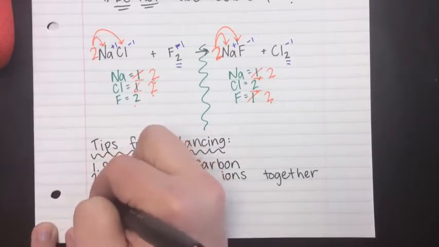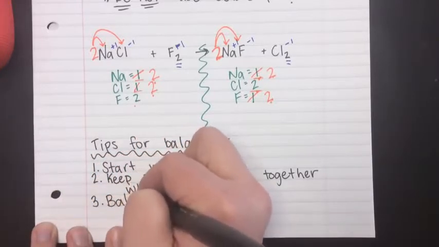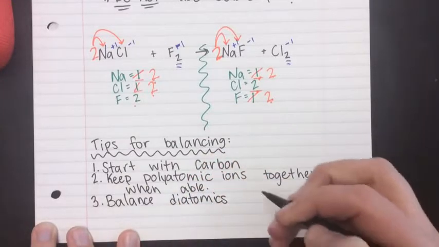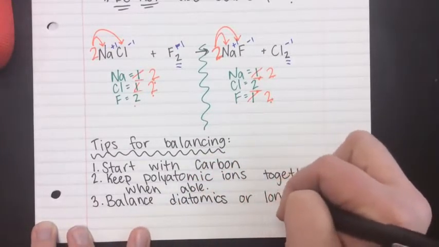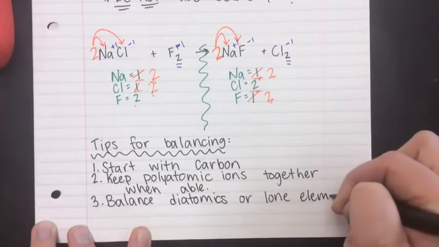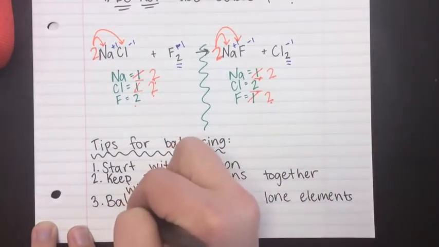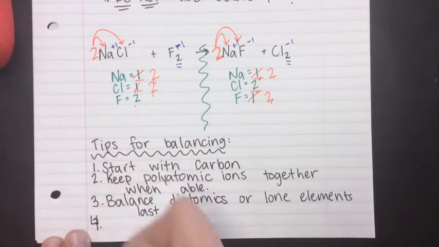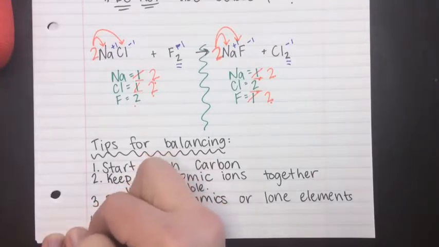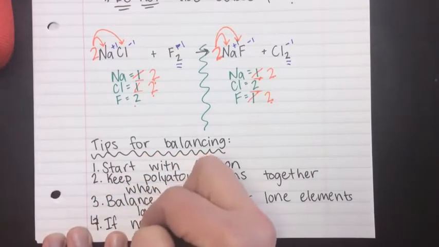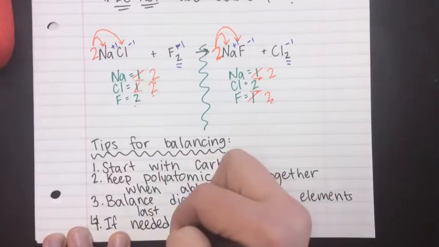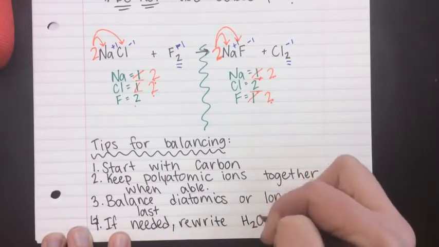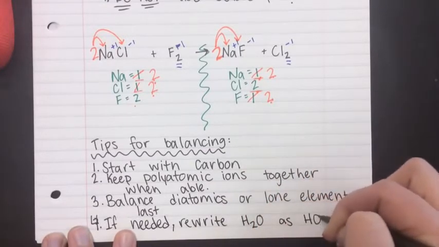Number 3, balance diatomics or lone elements last. And finally, number 4. As needed, rewrite H2O as HOH. This should only be done when you see an OH on either the products or reactants with water on the other side. This should never be done in a combustion reaction.